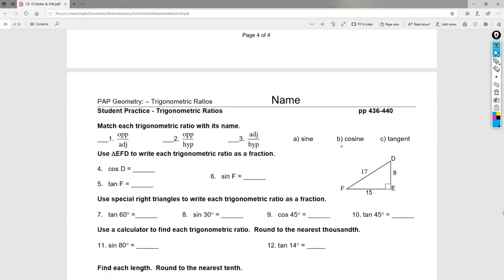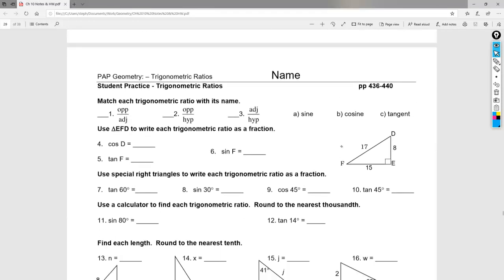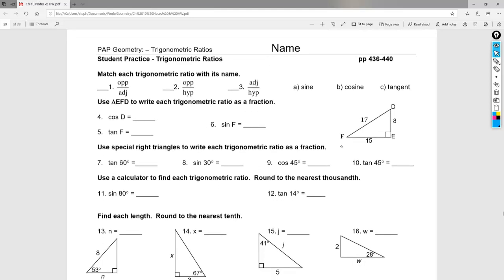Okay, so we have some trigonometric practice here. This is your homework, so please work on this.